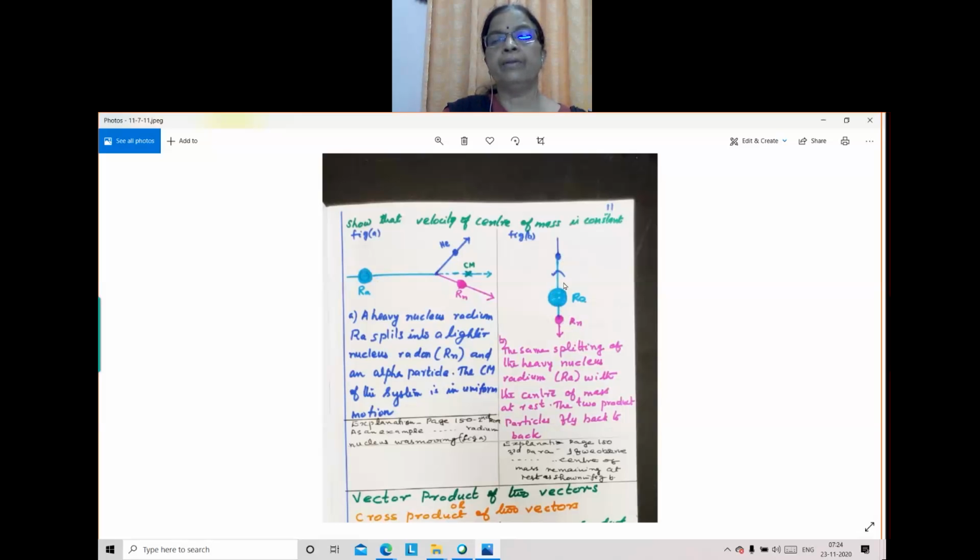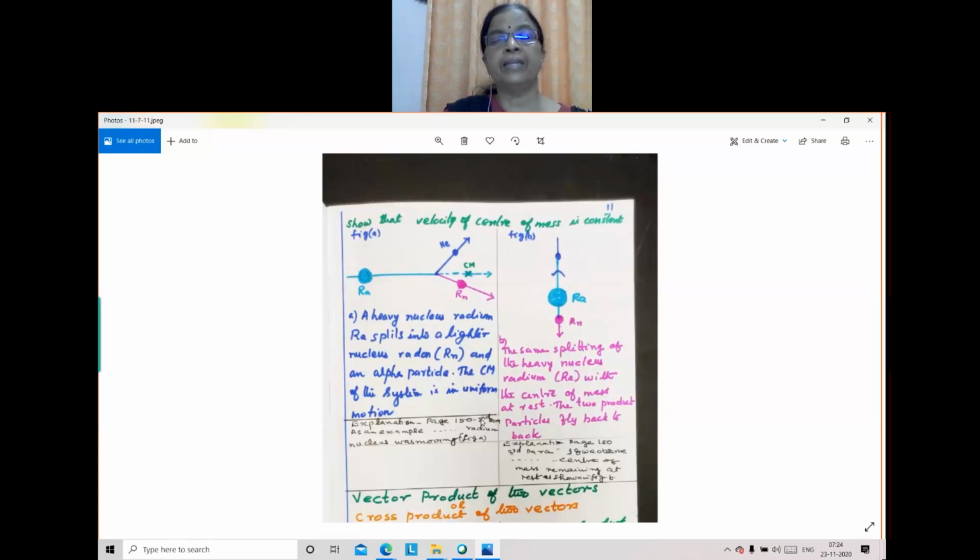And so due to internal forces, what happened? Decay. And after decay, the fragments are moving in opposite direction. Fragments means radon and helium move in opposite direction. You see, opposite direction. Initially, it is at rest. Due to internal forces, the fragments move in opposite direction. And what will happen to the center of mass? That is the question. Who will answer? What will happen to the center of mass when no external force is acting here?